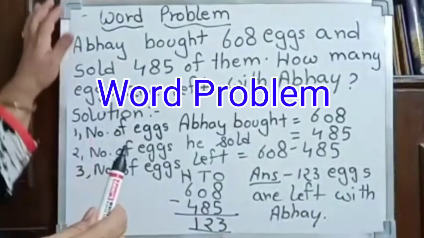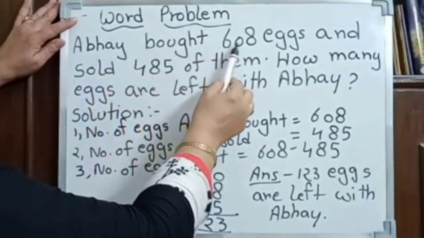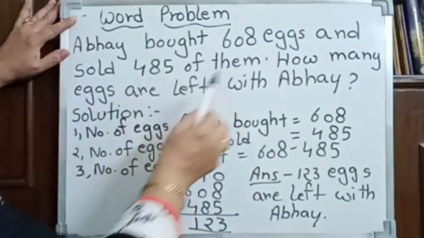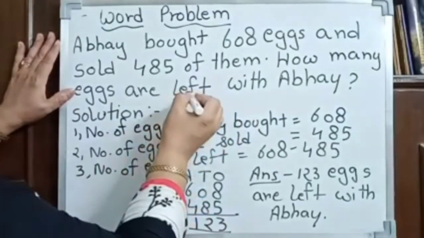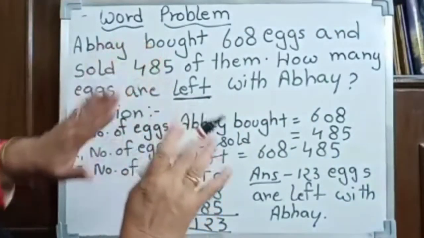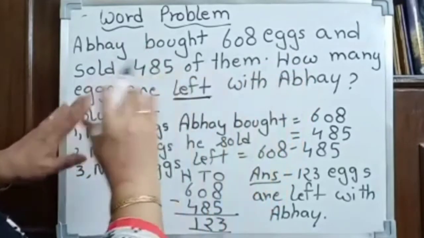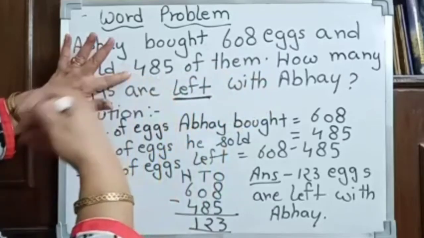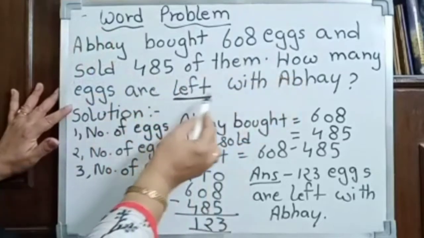Now students, we have a problem sum of subtraction. I am reading this sum. Abhay bought 608 eggs and sold 485 of them. How many eggs are left with Abhay? We have some words which you always remember, that left, less, they all are related with subtraction, means take away. Subtraction means take away. Abhay has how many eggs? 608. He sold means take away 485 of them. How many eggs are left with Abhay?